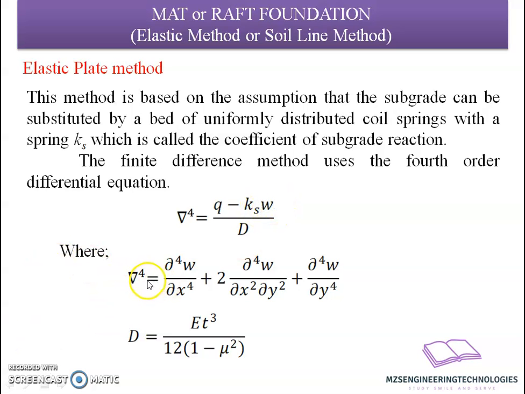Where delta raised to 4 w equals dou raised to 4 w upon dou x raised to 4, plus 2 dou raised to 4 w upon dou x square dou y square, plus dou raised to 4 w upon dou y raised to 4. Here we consider the foundation as a plate. The plate will have its modulus of rigidity, given by the relation D equals E t cube divided by 12 into bracket 1 minus mu square, where E is the modulus of elasticity of the material, t is the thickness of the plate, and mu is the Poisson's ratio depending upon the material.